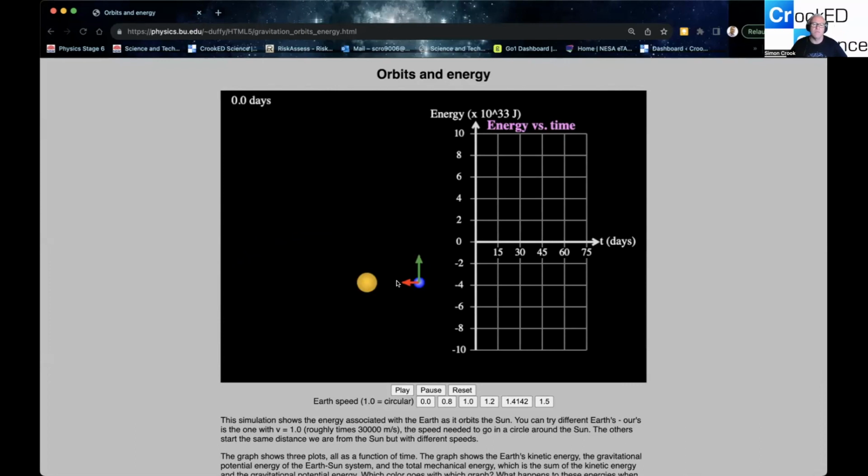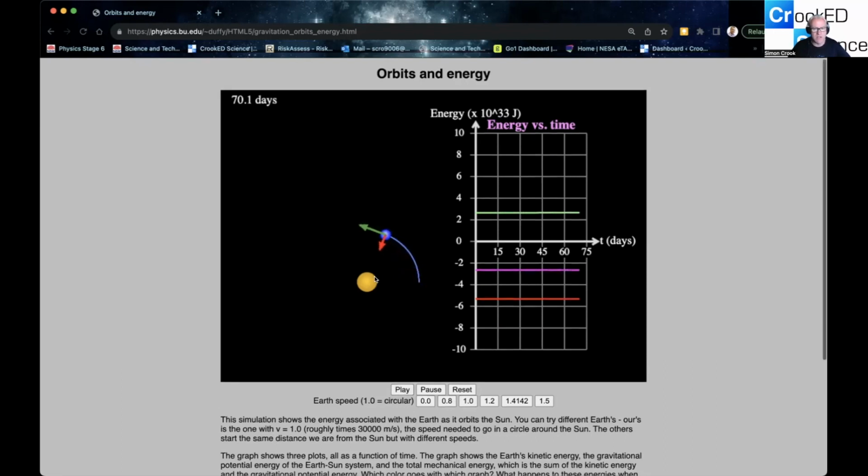So in this simulation from Andrew Duffy, when something is moving at its orbital velocity, it moves in a circle. We can see the velocity vector, we can see the centripetal force vector perpendicular. We can actually see that the kinetic energy is positive. The gravitational potential energy is negative and is actually twice the magnitude of the kinetic energy. And the total energy is, in fact, half of the gravitational potential energy and is the negative of the kinetic energy. So all of these things are very interesting.